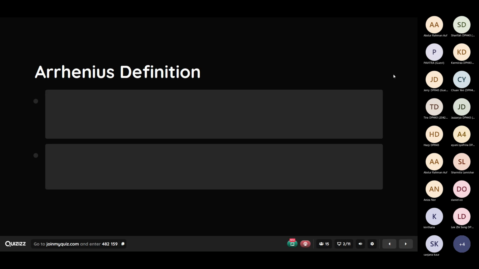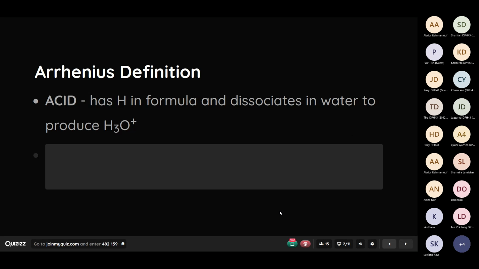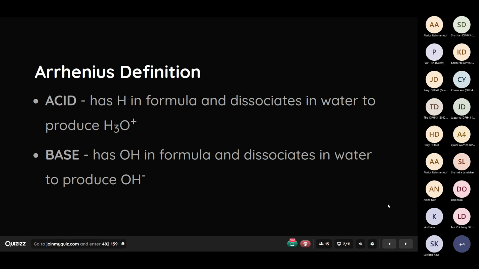So Arrhenius definition, what is defined by Arrhenius of what is acid and base? Okay, so acid, according to Arrhenius, has hydrogen in the formula and dissociates in water to produce hydronium ion H3O+. And base pula adalah it has hydroxy ion in the formula and dissociates in water to produce hydroxy ion OH-.